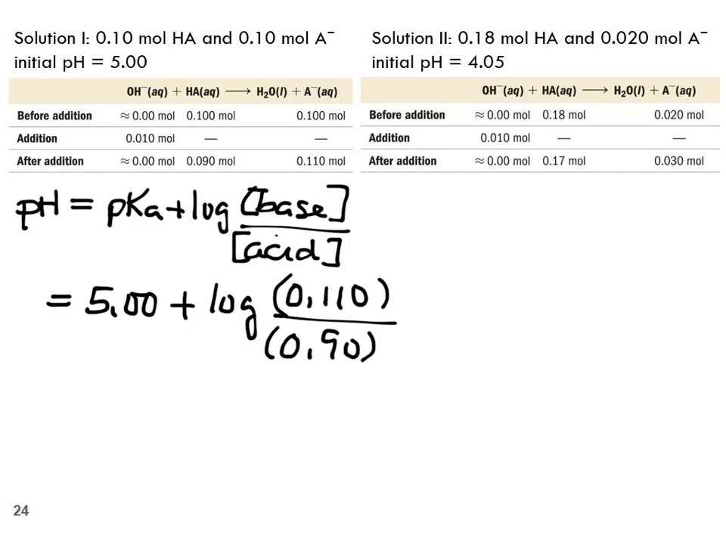5 plus log of 0.110 divided by 0.09. Yeah, there's a 0 in there. Sorry. Then we get 5.09. Went up a little bit.